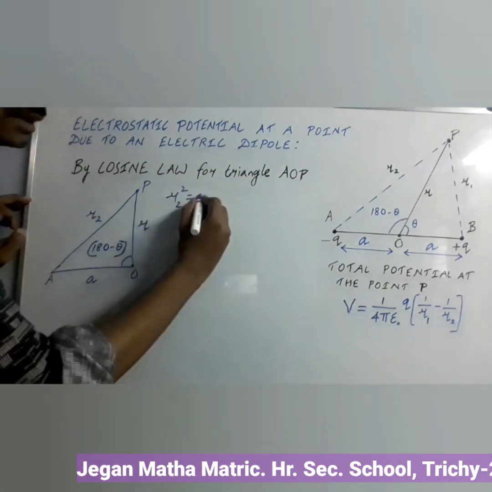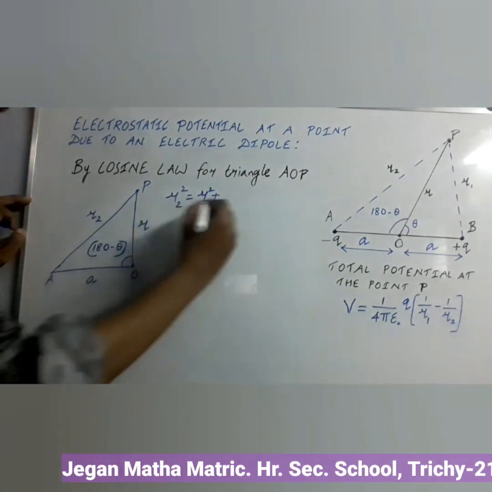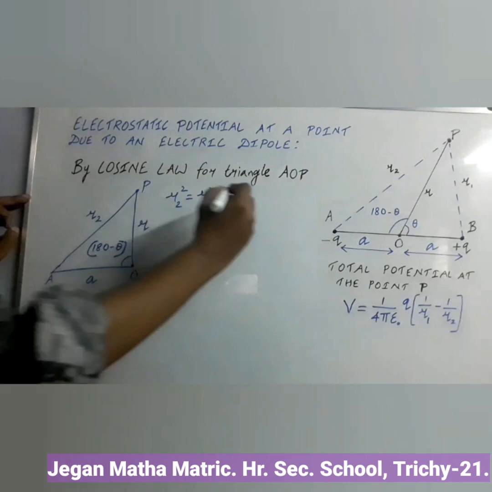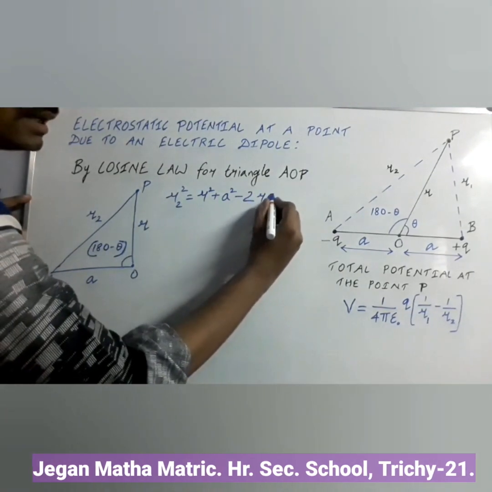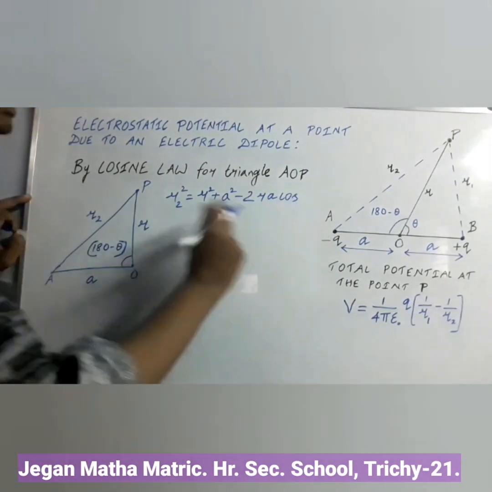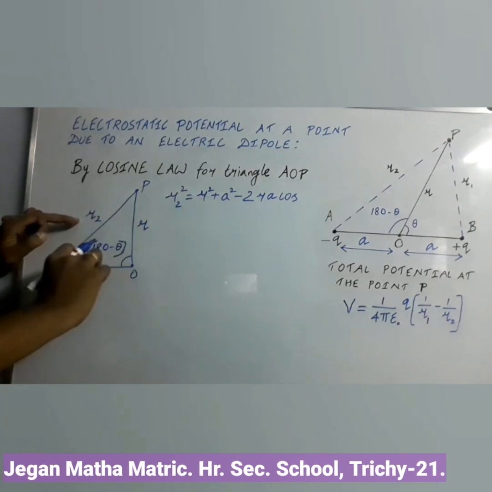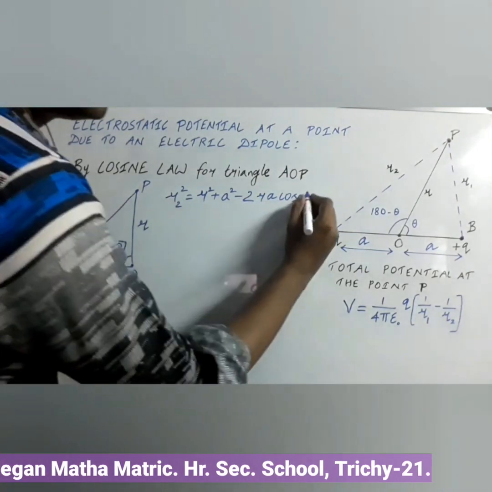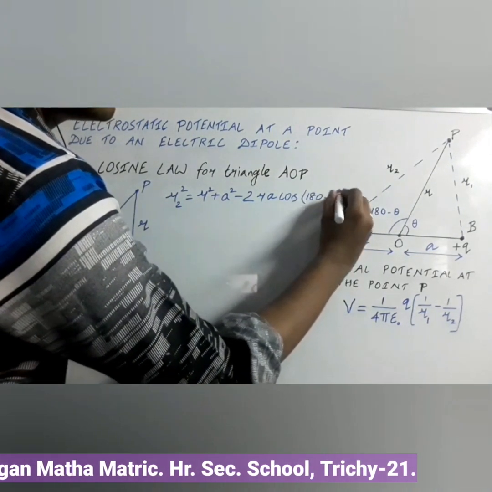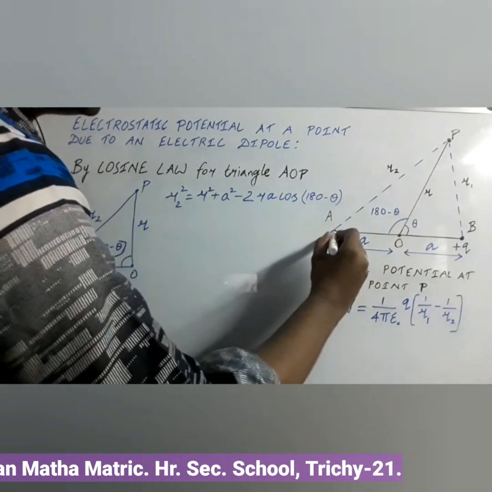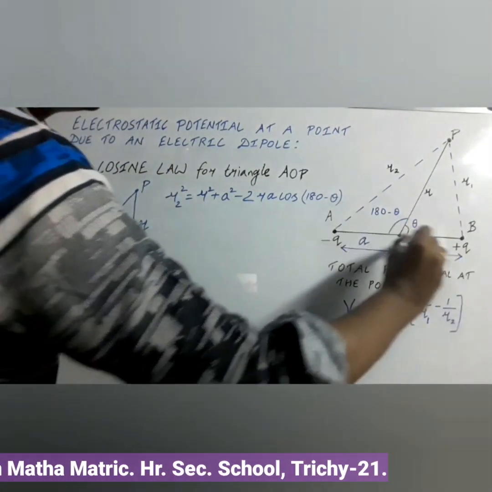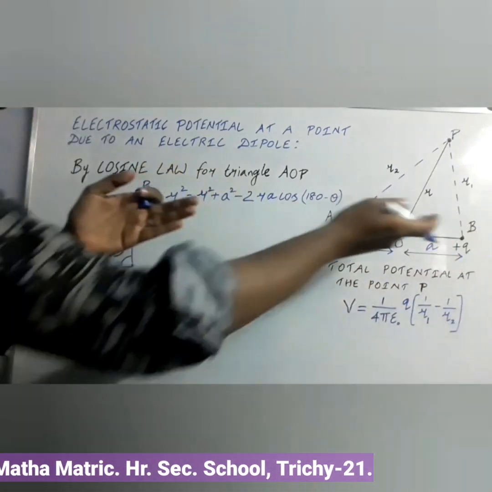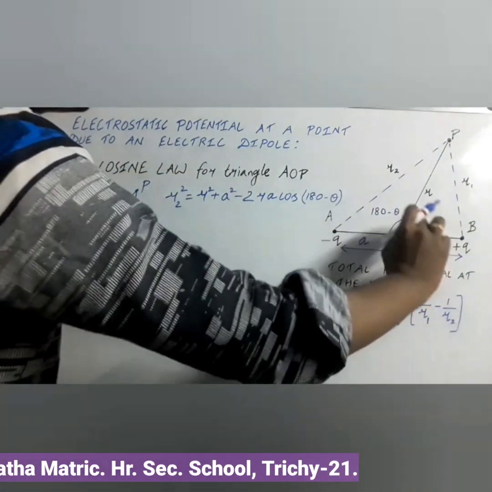What are the other two sides? r square plus a square minus the product of 2 and the other two sides, a cos. Here what is the opposite angle to that r2? That's nothing but 180 minus theta. How is it 180 minus theta? We know that this is a dipole axis. AB is a dipole axis, that is a straight line. A straight line makes the angle 180.